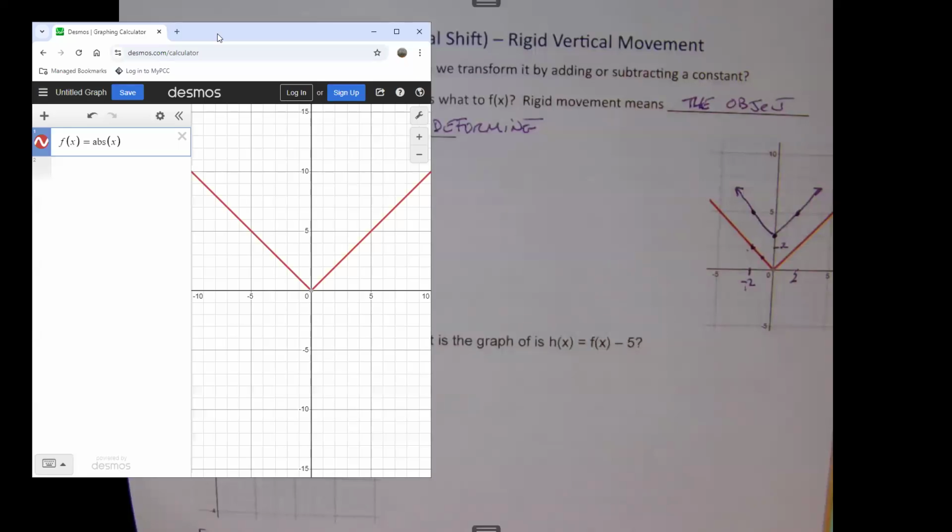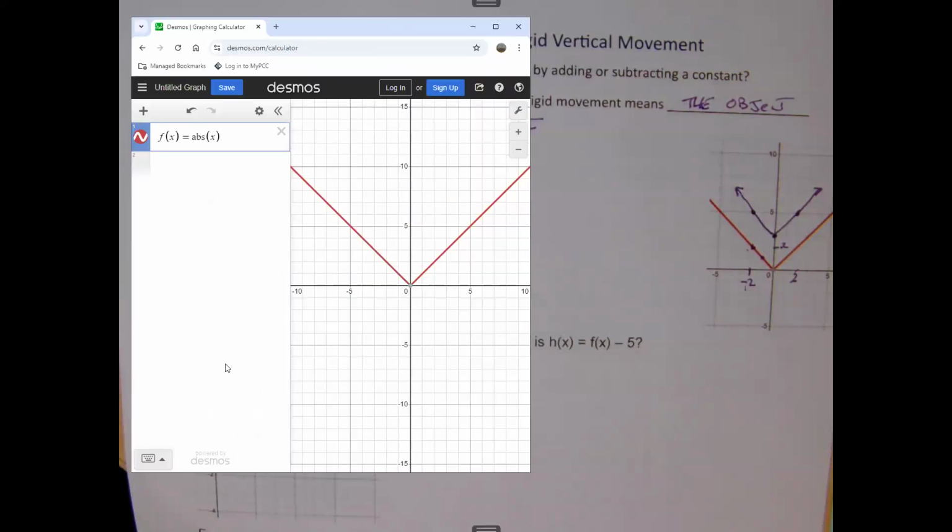The computer told me to drag it to another screen to share, so I think it's not sharing. But anyway, I want you to open up Desmos and enter this. Okay. Now, what have I done?